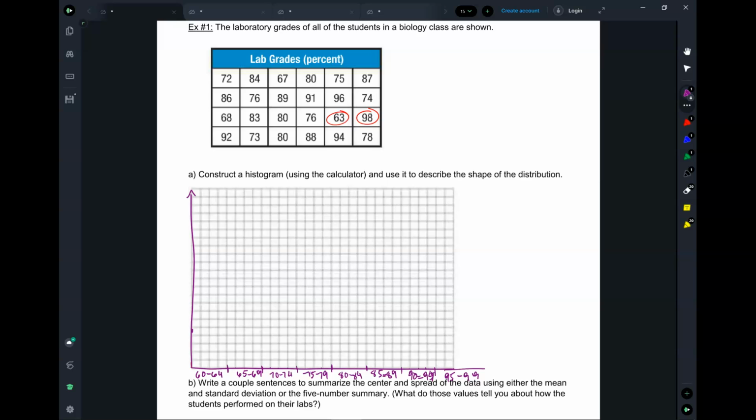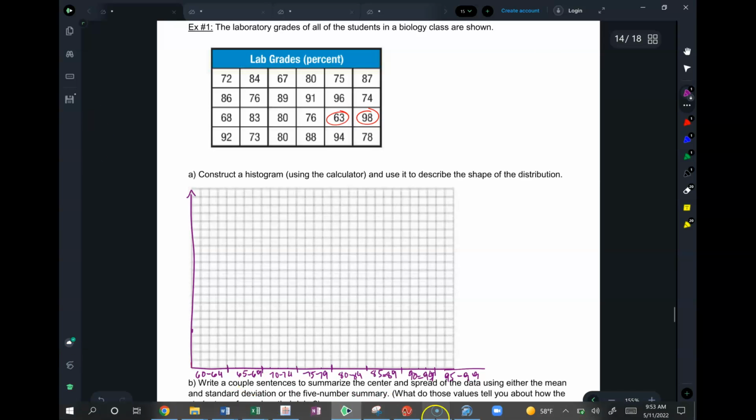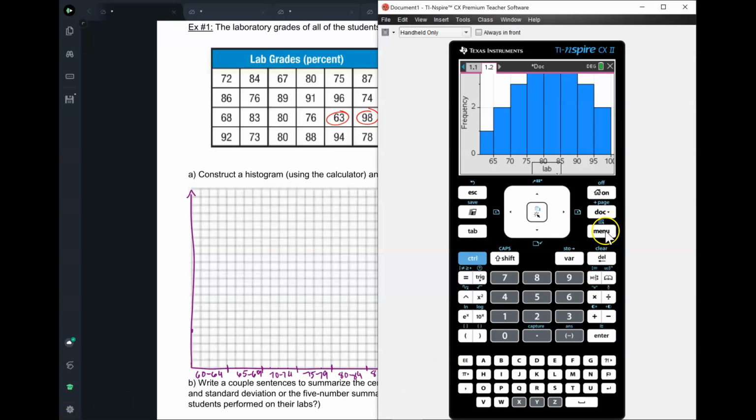So when I go by 5s, this one, the class width is 5, and I started at 60, correct? That's what I did myself. Now, how am I going to tell the calculator that that's what I'm doing? It can't read my mind. That's why I do what I just did. So let me tell you again.